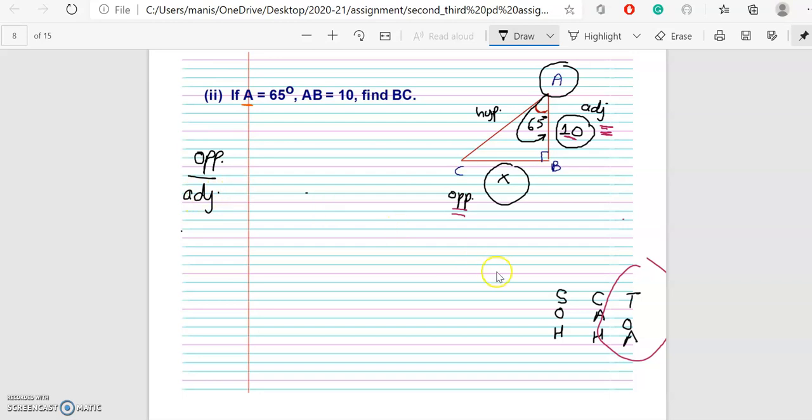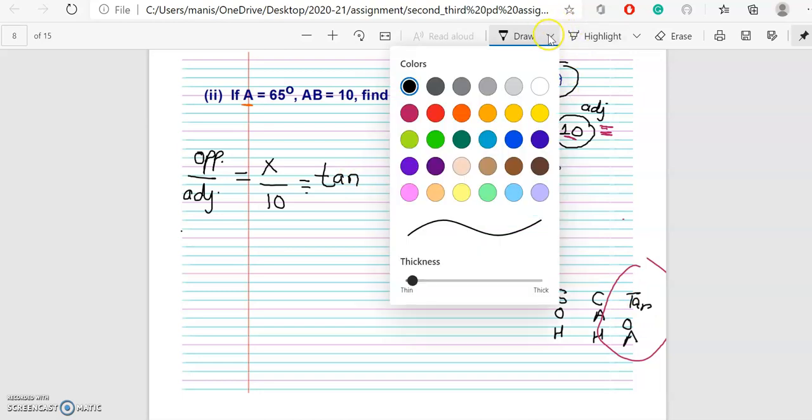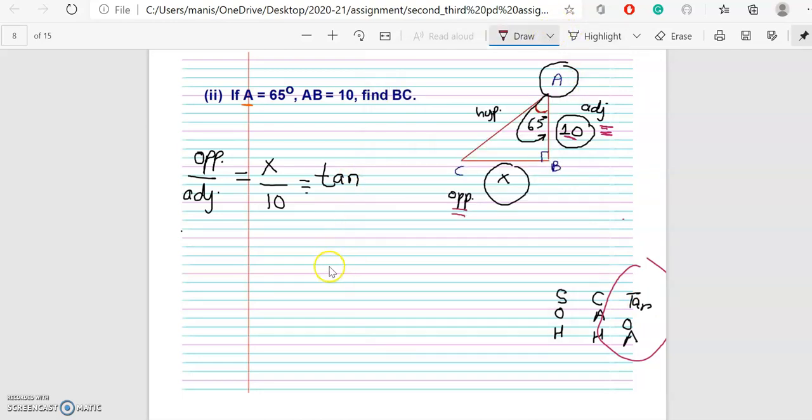How I got opposite over adjacent? I got it from here because they gave me these two. So what is the value of opposite side? It is called x. What is the value of adjacent? 10. Now what is it equal to? Tangent. How I got tangent? I got it from here, tangent. Now tangent doesn't come alone. It comes with what? It comes with an angle. So tangent of what? Tangent of angle A.